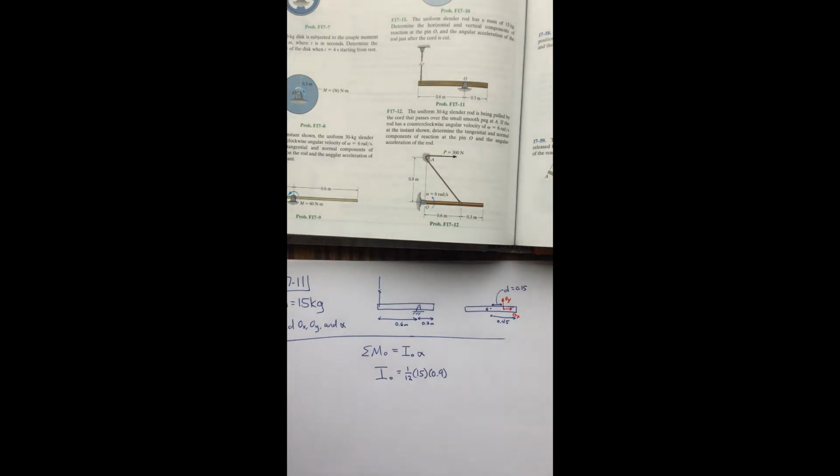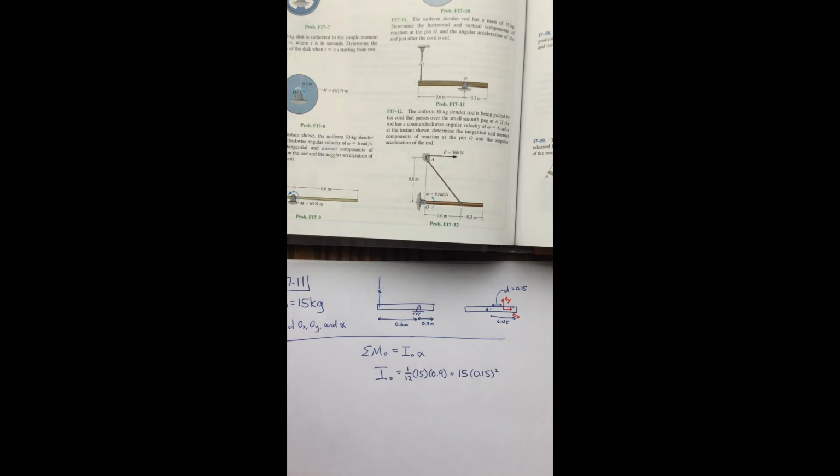So for the parallel axis theorem, I get this plus the mass of 15 times d squared, which is 0.15 squared. That is the parallel axis theorem from equation 17.4. And this gives us for our moment of inertia 1.35. So now I can go back and do the sum of the moments about point O.